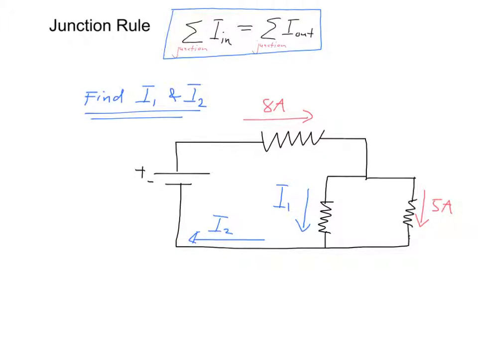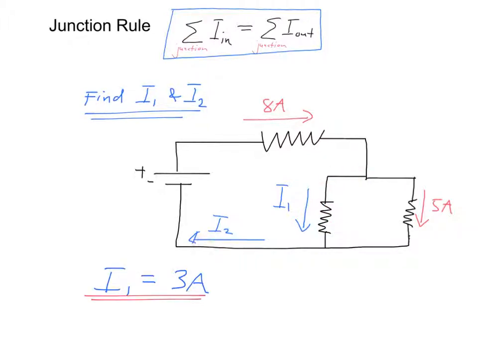So in this example, we have 8 amps passing through this resistor, which must then continue here. So we have 8 amps going into this junction. We must therefore have a total of 8 amps leaving the junction. We see 5 amps leaving here, so this here must be such that the total current leaving this junction is 8 amps. So I1 must be 3 amps.